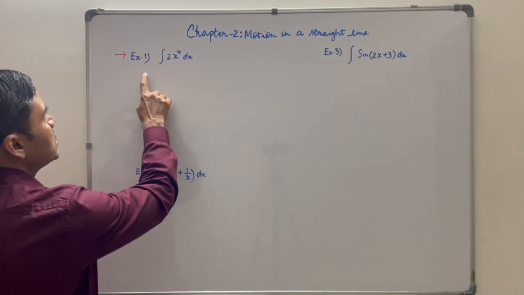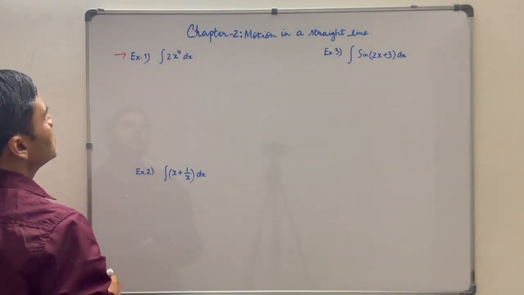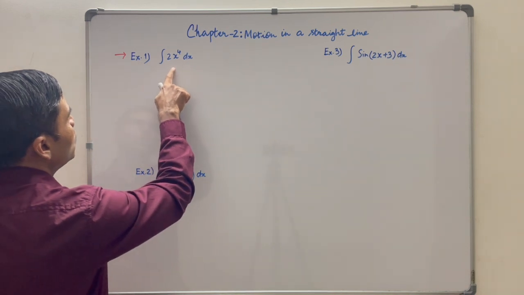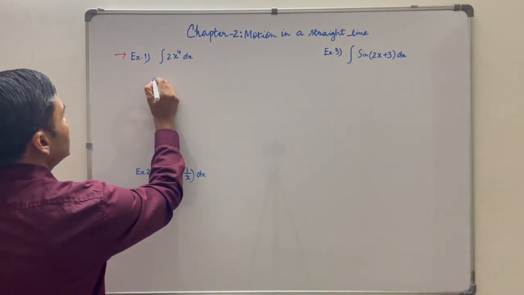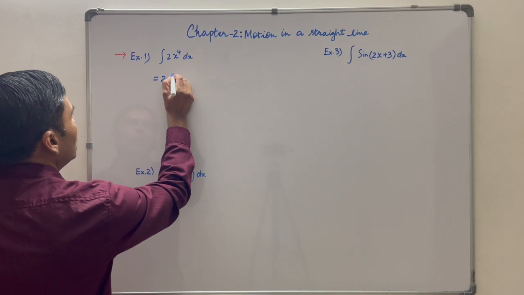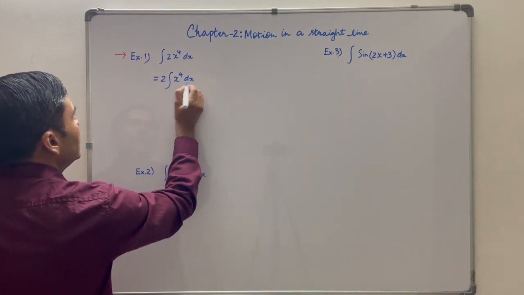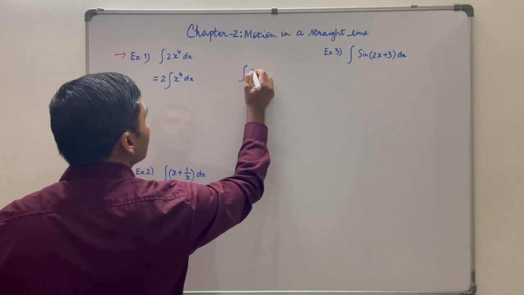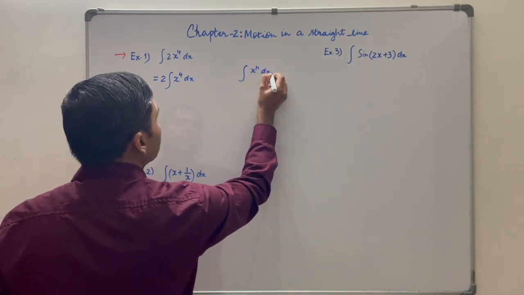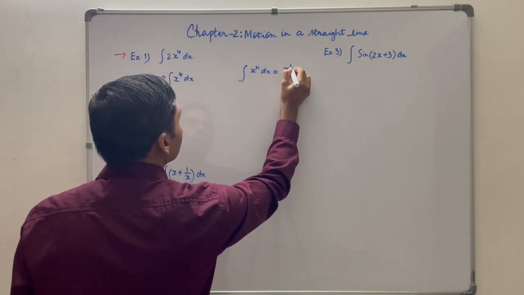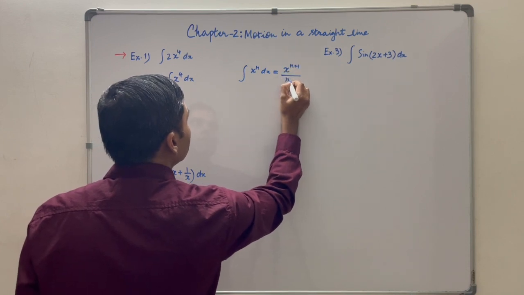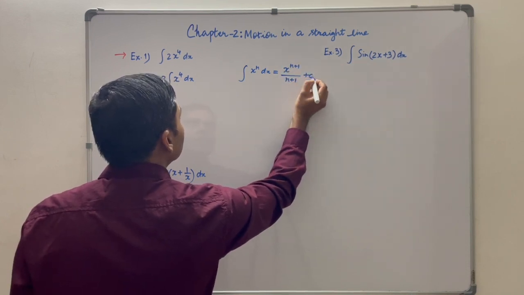Now let us see some questions on integration. First one is integration of 2x to power 4 dx. That is equal to, we can take 2 out. So 2 times integration of x to power 4 dx. And we know that integration of x to power n dx is equal to x to power n plus 1 upon n plus 1 plus c.